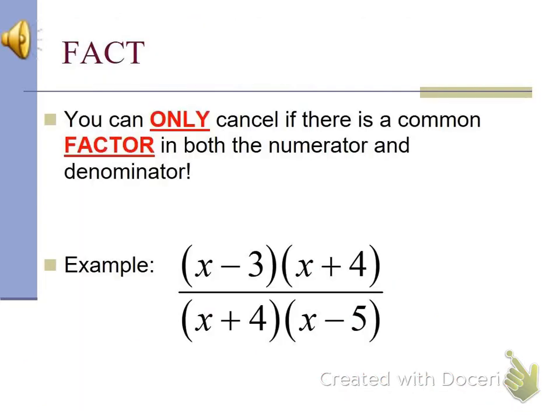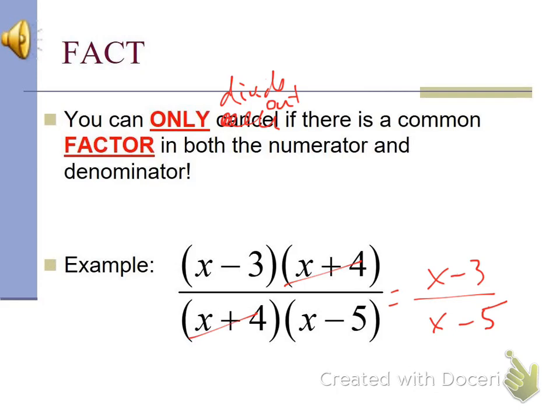Okay? So again, you can only divide out, not cancel. You can only divide out if there's a common factor in both the numerator and the denominator. So this guy down here, factor, I can divide out. Now, I caution you, because you're going to want to do this.